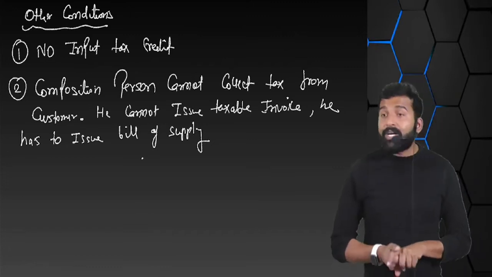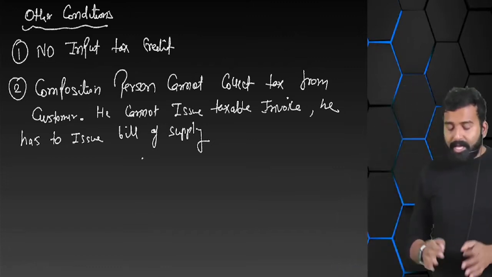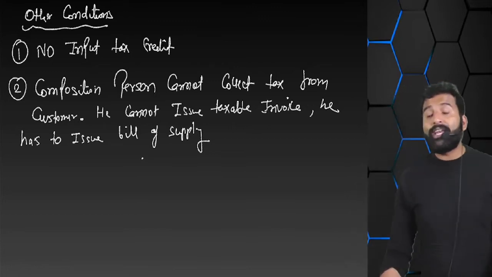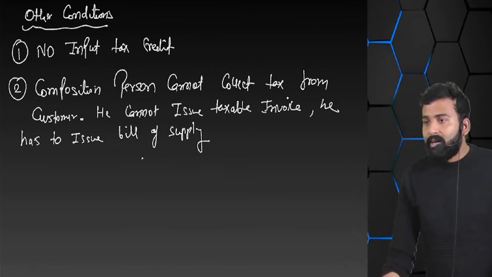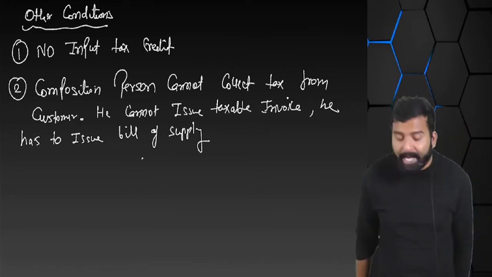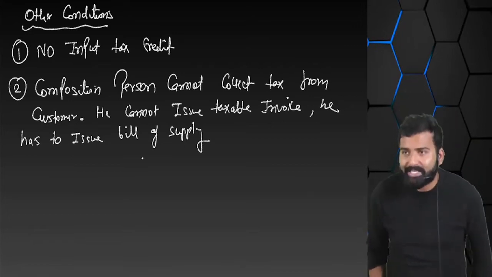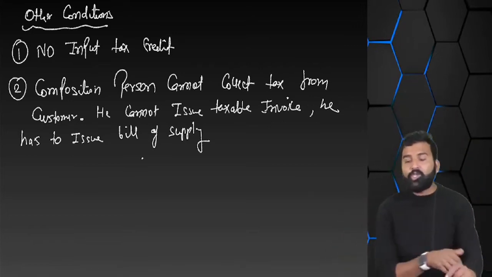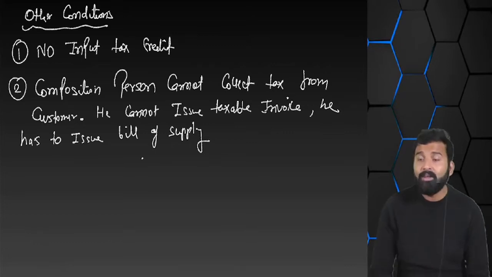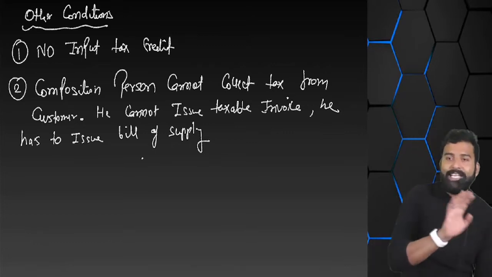So what I was saying is, a person who is a composition dealer, first of all, cannot avail any input tax credit. He cannot avail ITC. Second thing is, a composition dealer cannot collect any tax from the customer, so he cannot issue any taxable invoice. Now it's a big problem. If a person cannot issue a taxable invoice and cannot collect tax from the customer, the next person will not get any ITC.